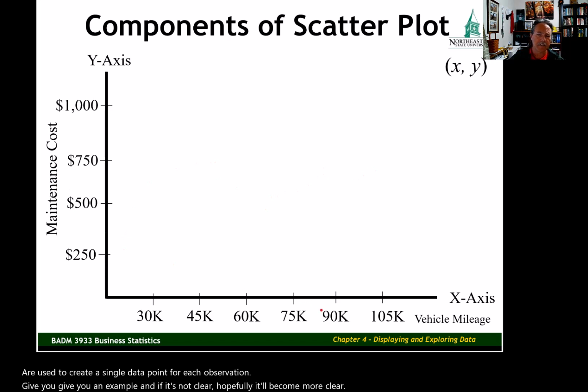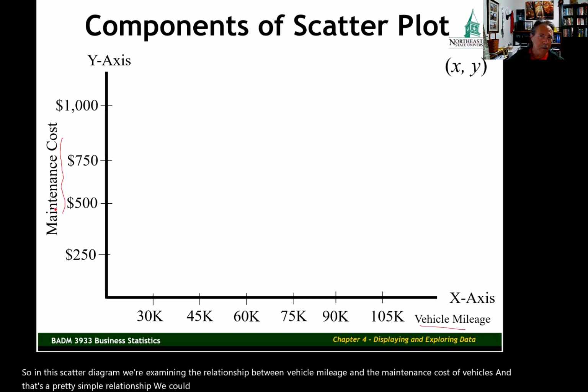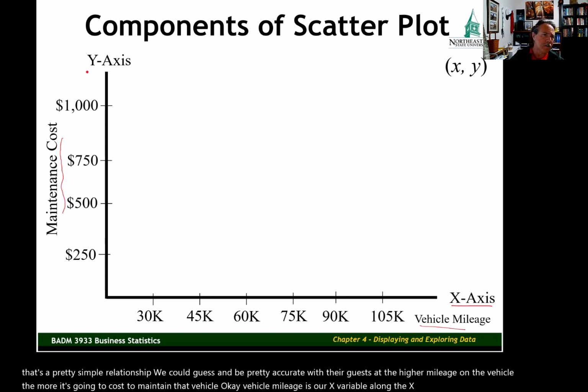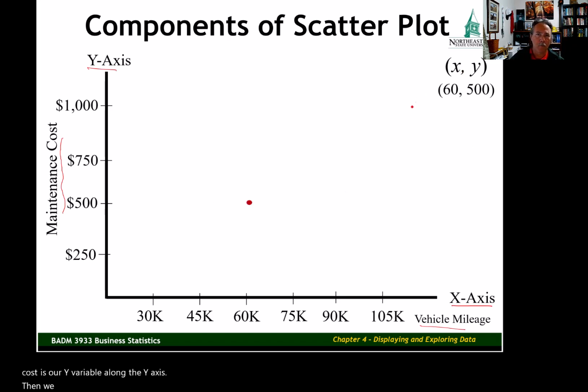Let me give you an example. If it's not clear, hopefully it'll become more clear. In this scatter diagram, we're examining the relationship between vehicle mileage and the maintenance cost of vehicles. That's a pretty simple relationship. We could guess, and be pretty accurate, that the higher the mileage on the vehicle, the more it's going to cost to maintain that vehicle. Our vehicle mileage is our x variable along the x-axis. Maintenance cost is our y variable along the y-axis. Then we have data for multiple observations, and this is the data pair that we use to create one point for one observation, meaning one vehicle.